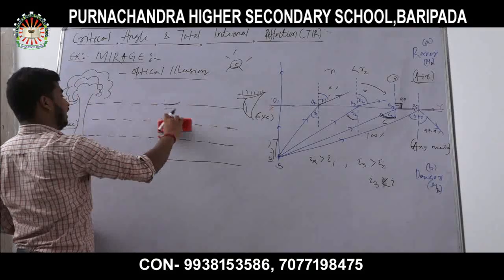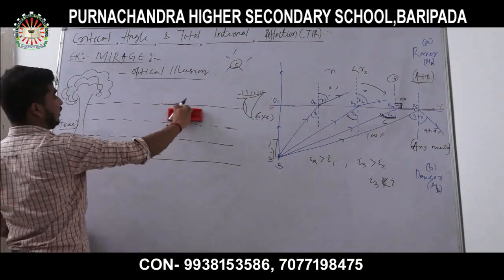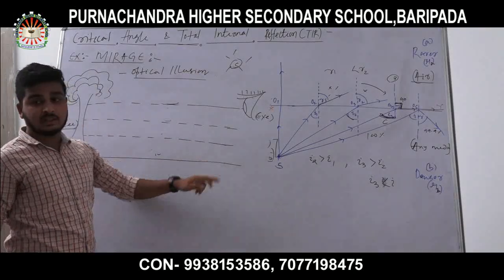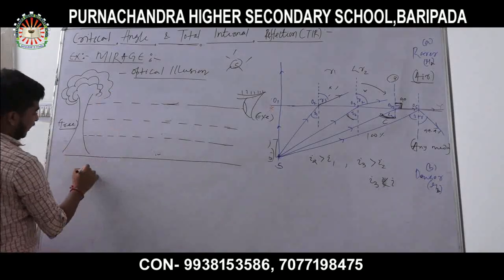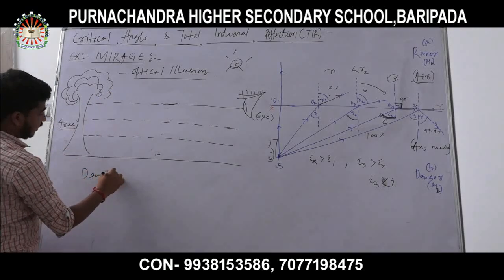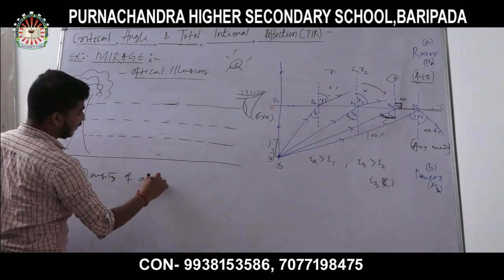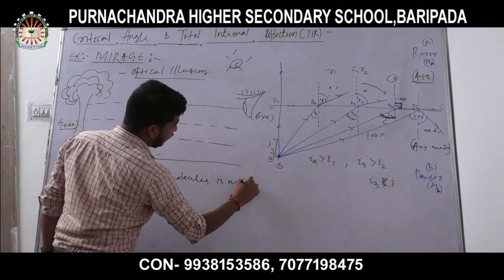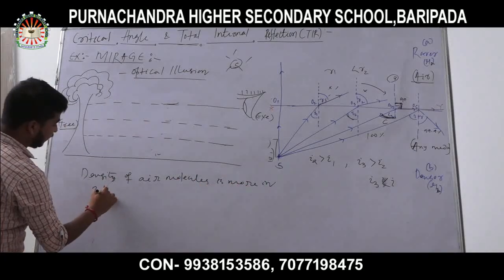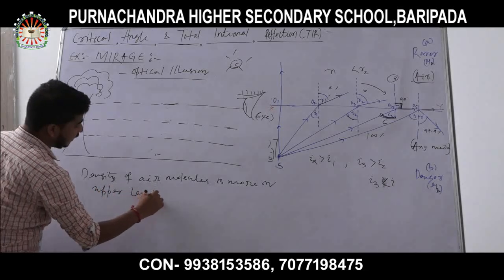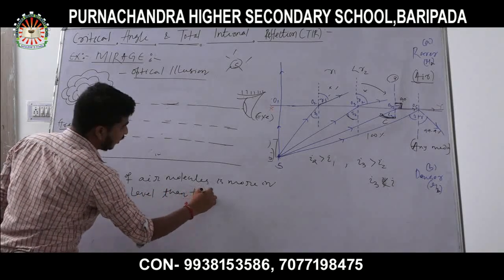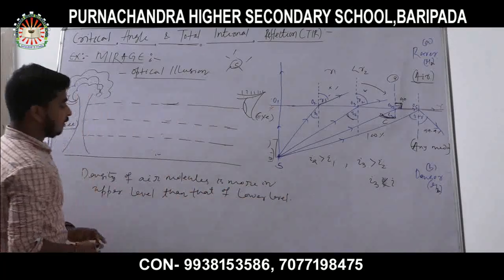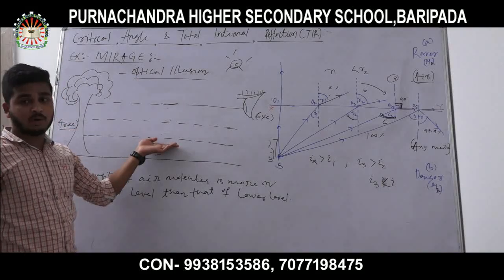So it means that the density of air molecules is more at the upper level and less at the lower level. So I can write here: the density of air molecules is more in the upper level than in the lower level. Optically more dense, and optically more rare.